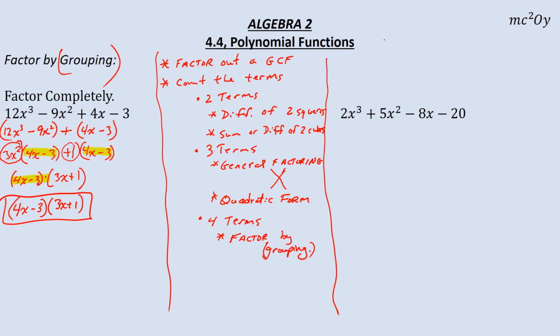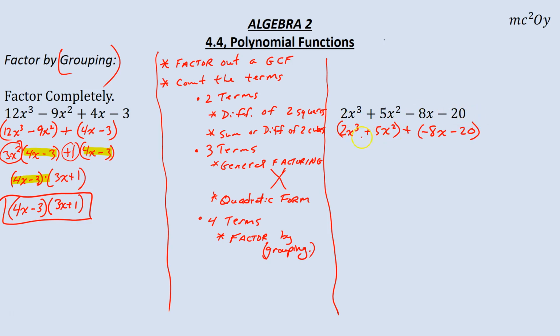All right, so let's try another one here. Let's set up our groups. 2x cubed plus 5x squared plus, now I know that says minus, but we're going to put the negative 8x in and negative 20. We're going to always put plus in between the groups. Even if it says minus here, we're putting a plus there. Okay? And you should always look for greatest common factor, which I didn't point out here. There isn't one here, but you should always look for it.